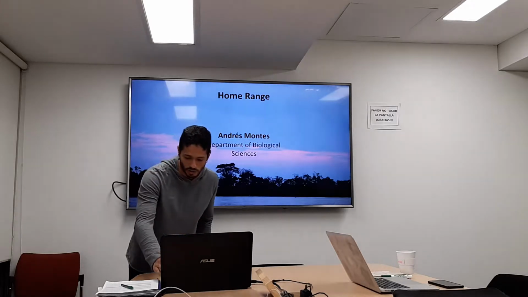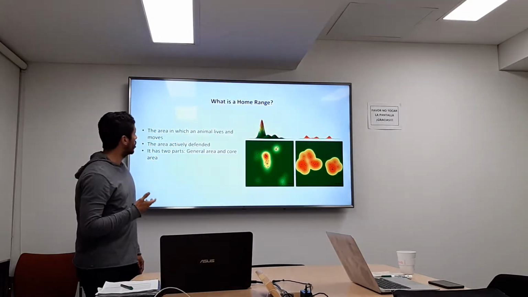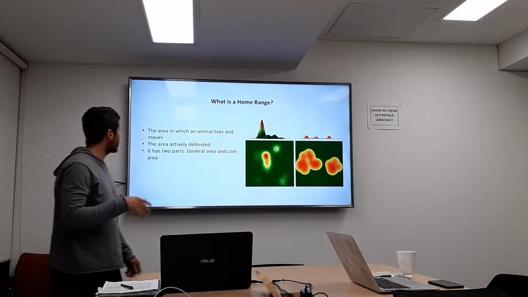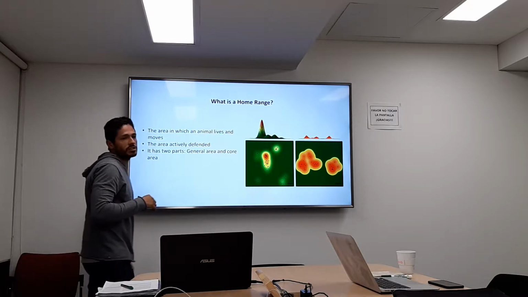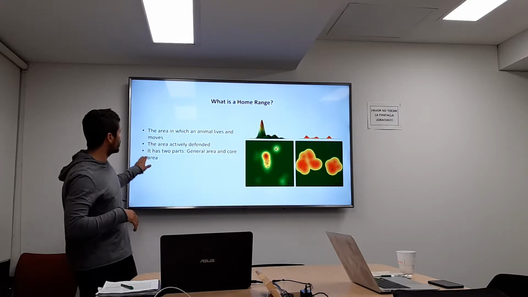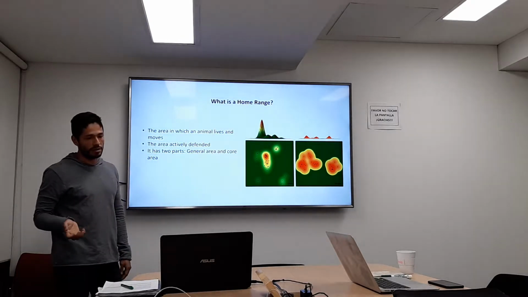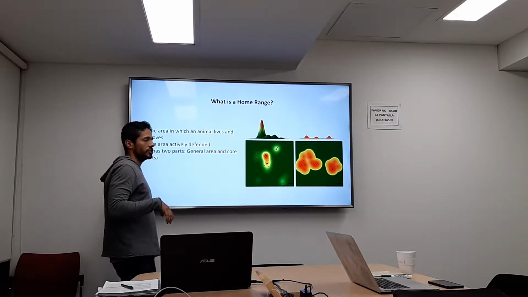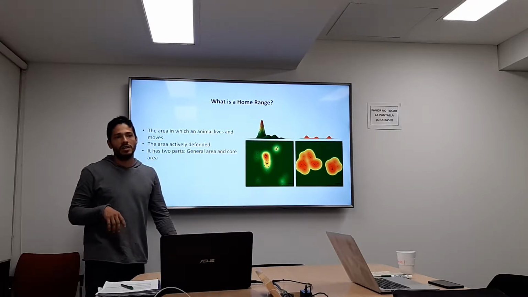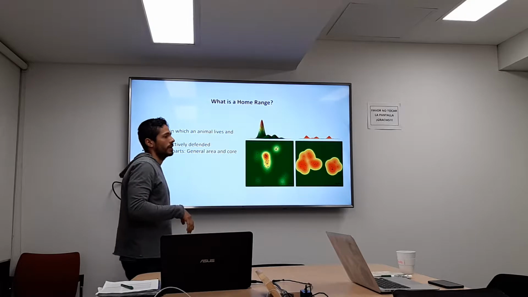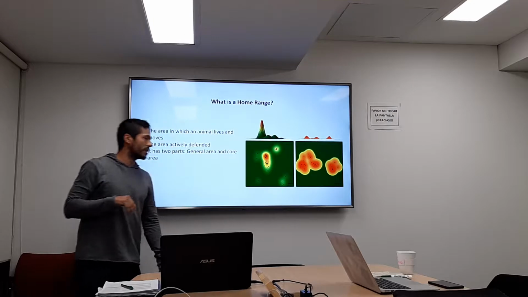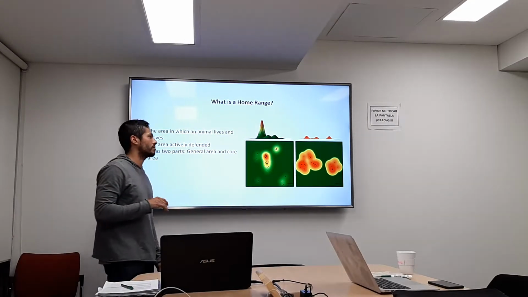So what is a home range? A home range is a common concept in animal ecology that describes the area in which an animal lives and moves searching for food and mates. And it is related to the area that is actively defended by an animal. Usually, the home range is formed by two parts, the general area and the core area. The general area includes all the places visited by an animal, and the core area includes the most visited places by an animal.